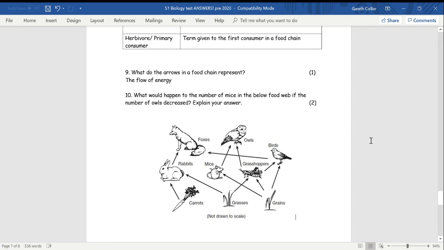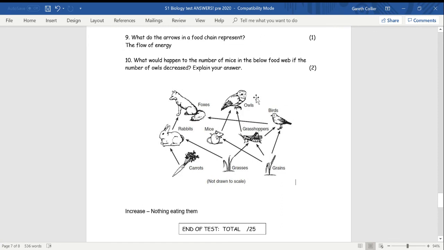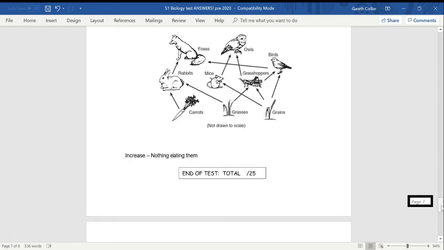What would happen to the number of mice in the food web below if the number of owls decreased? So let's have a look. If you get rid of all the owls, the grasshoppers are still going to be eating the grass, still going to be eating the grain, but hey, look, nothing's eating them anymore. So the grasshopper numbers will increase. So they're going to increase as nothing is now eating them.